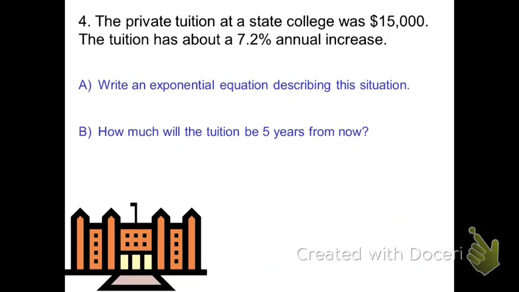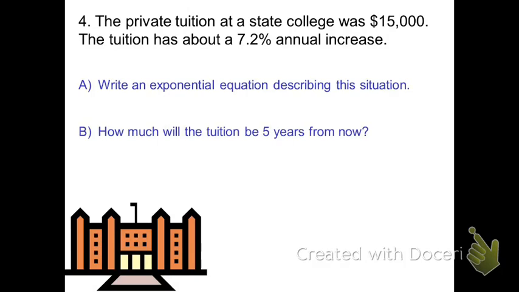All right, perfect one right here. It's a perfect one. Something you'll see definitely on your test, okay? Private tuition of a state college was $15,000. All right, the tuition has about 7.2% annual increase.